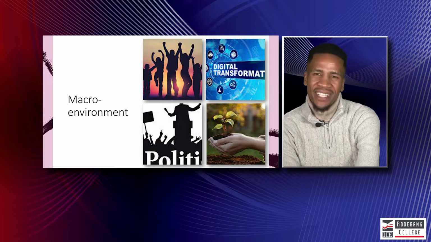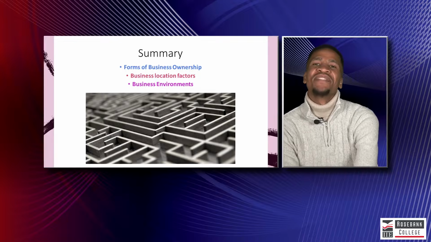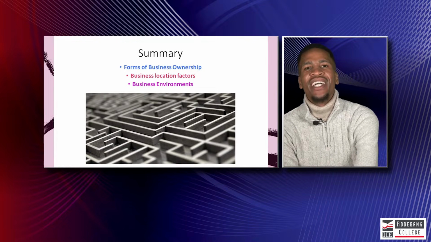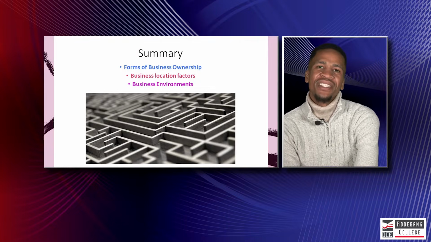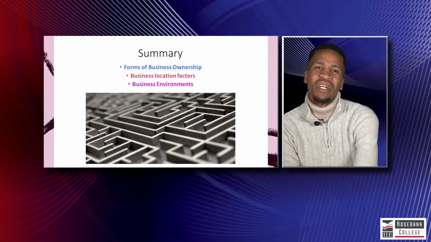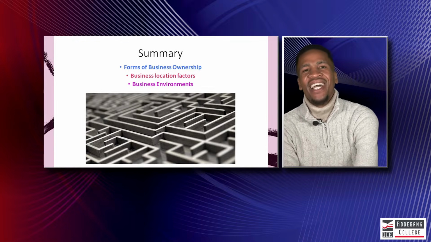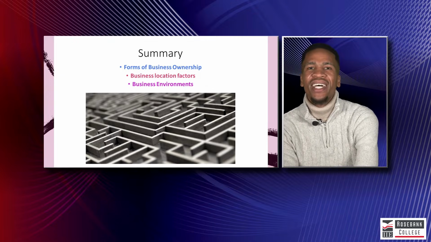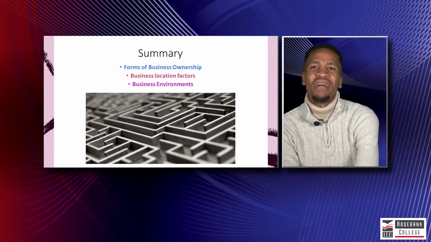In this lesson, we have explored the different forms of business ownership, which are sole proprietorship, partnership, close corporation, and companies. Each structure offers its own advantages and disadvantages, and the choice depends on your specific needs, goals, and preferences. Furthermore, we ventured into business location factors and the three key business environments: the internal business environment, the external market-related business environment, and the macro environmental factors.